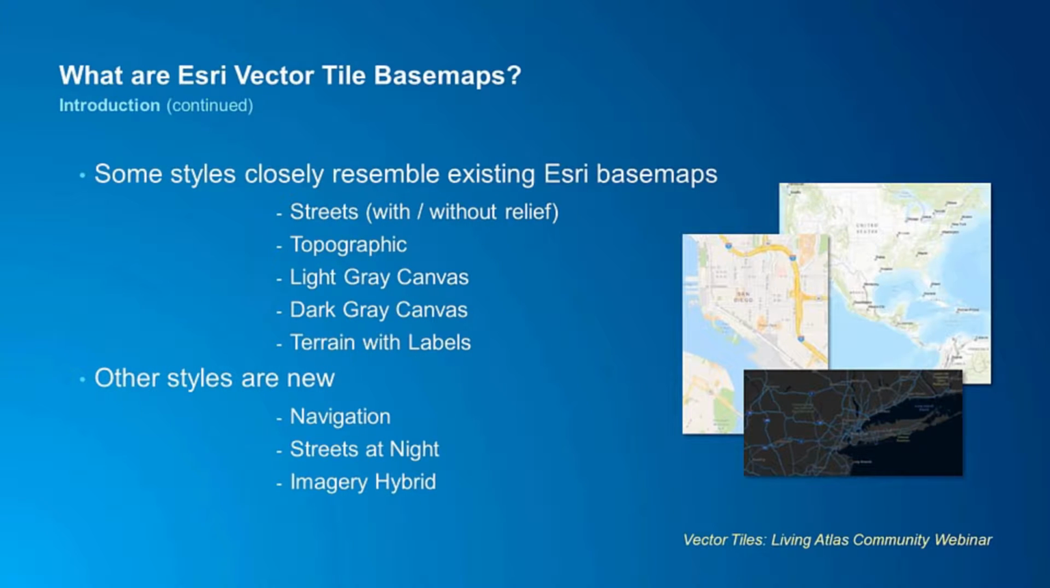So these new styles closely resemble many of the existing Esri raster base maps, such as streets with relief, without relief, our topographic or community base map, the light gray, dark gray canvas maps that are popular, and terrain with labels. But we've also introduced some new styles unique to vectors, including the navigation style, streets at night, and an imagery hybrid, which is both transportation and boundaries and places combined working together.